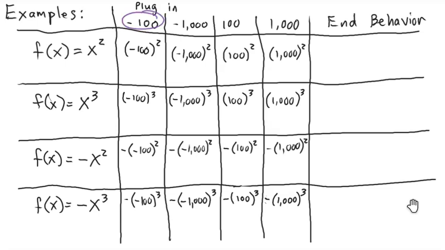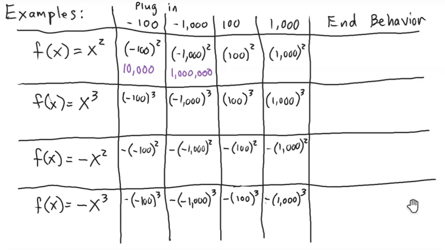So if we plug in negative 100 into x squared, what we're going to have is negative 100 squared. Well, we know that a negative times a negative is a positive, and 100 times itself is 10,000. So this is going to be positive 10,000. Now if we do negative 1,000 squared, that's negative 1,000 times itself. A negative times a negative is a positive, and 1,000 times 1,000 is a million. And so that's going to be positive 1 million.